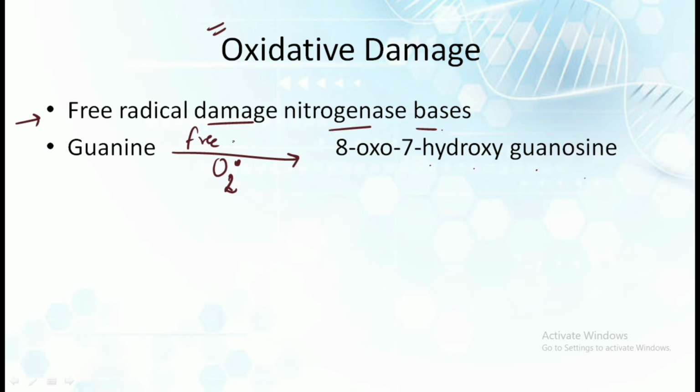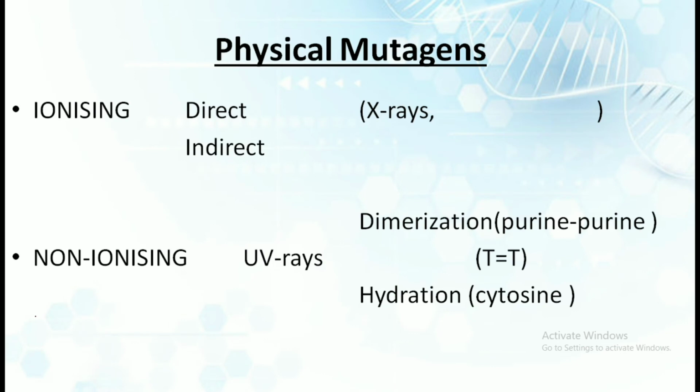So it is a free radical, and this O2 free radical is given the name of superoxide. Make sure you remember about this particular type also. So we have the mutagens as either the physical mutagens or the chemical mutagens.